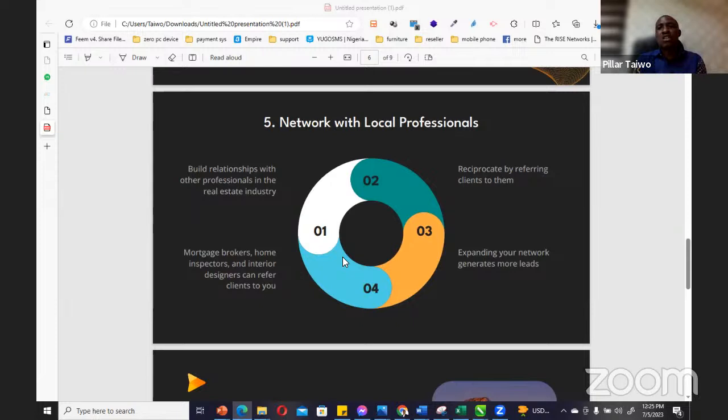Now, you also need to reciprocate by referring clients to them. In this business, don't be selfish. Are we together? In this business, don't be selfish. Work on how you can work with others. Leverage on others. Provide value to them. And at the same time, most of them or some of them will also provide value to you.